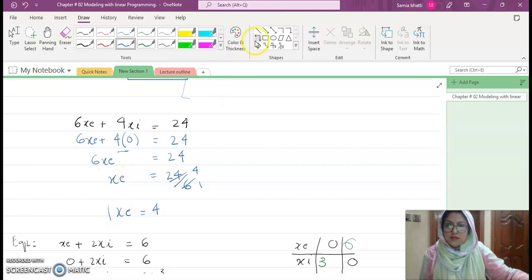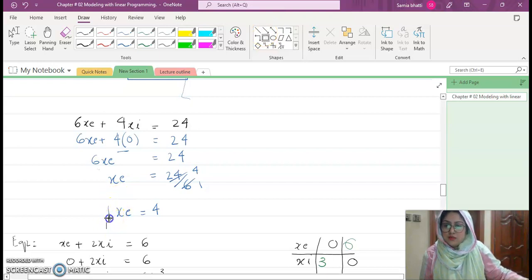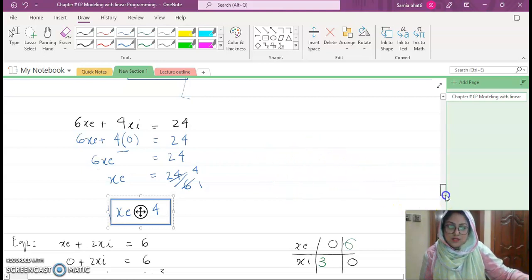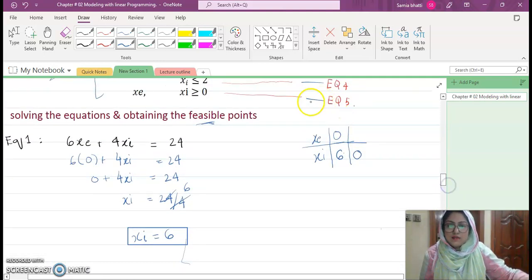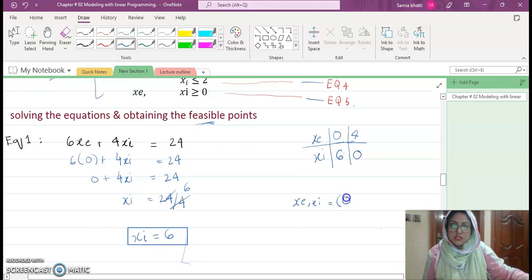Now we are available with the value of xe by making xi 0, and you can see the value of xe has come to 4. So in the first place, when we made xe 0, we got xi as 6. When we made xi 0, we got xe as 4. So we have the following coordinates, xe comma xi: 0 comma 6 and 4 comma 0. These points will help us when we will be making a graph.